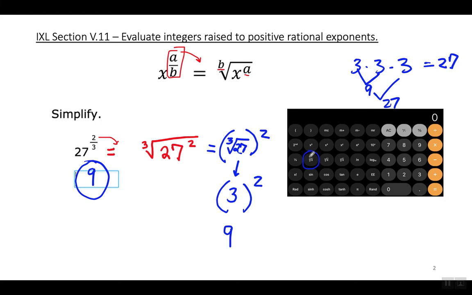This button right here gets the cube root. That's why it has a 3 right there in the index.